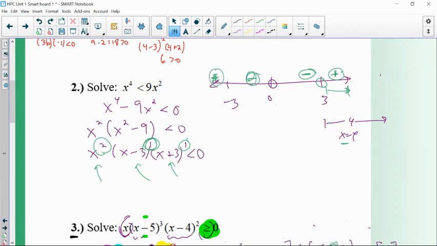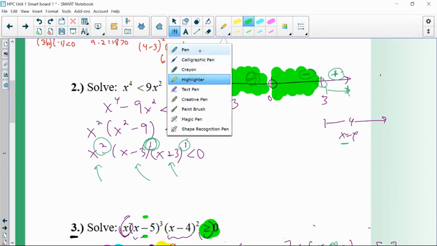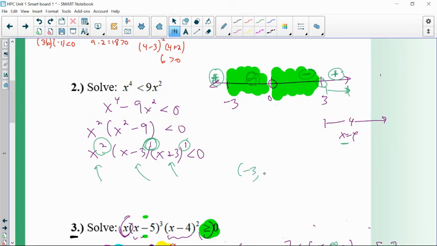Okay. Now, it might take some getting used to this even-odd property in terms of crossing or bouncing, but I think it becomes efficient in the end. And if that doesn't work for you, you could always test candidates in each region. I strictly want things that are less than 0, so that would be this region here and this region here. So my final answer would be -3 to 0, open-ended, union 0 to 3, open-ended because it's strictly less than 0.